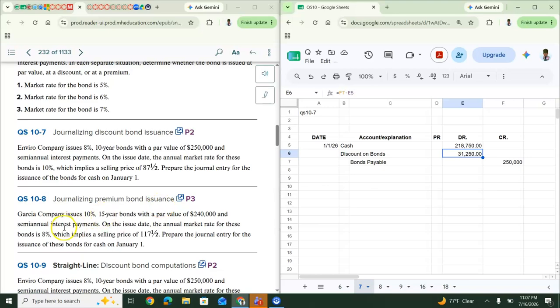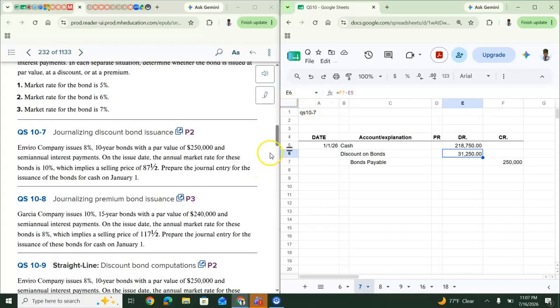The next one says Garcia Company issues 10%, 15-year bonds, par value 240, and then this one you'll see that the market rate is 8%, which happens to be less than the contractual rate. And so this one is issued at a premium. This number is greater than 100, so that'll be 117.5% of the par value.